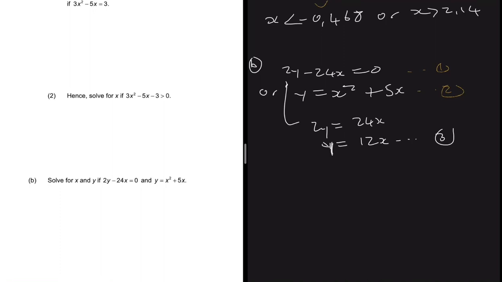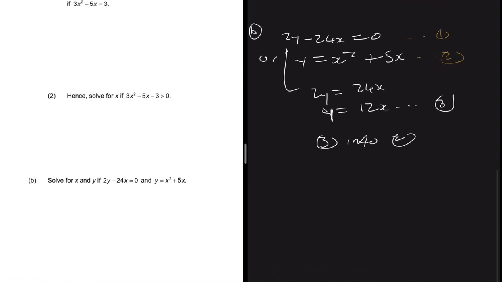I can call this equation 3. And now that I have equation 3, I can substitute it into equation 2. And then I'll be having only x, and then I can solve for x. And then after that, I can go back and solve for y. So equation 3 into equation 2. So in place of y, we get 12x equals x squared plus 5x.